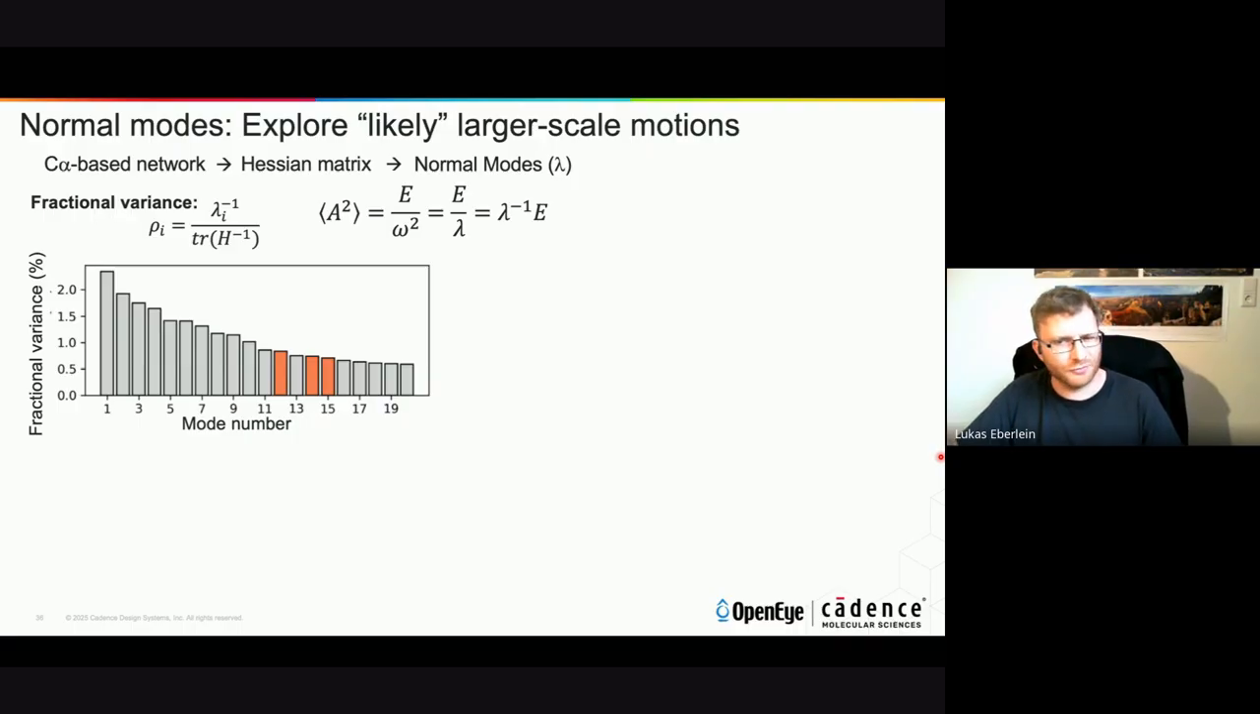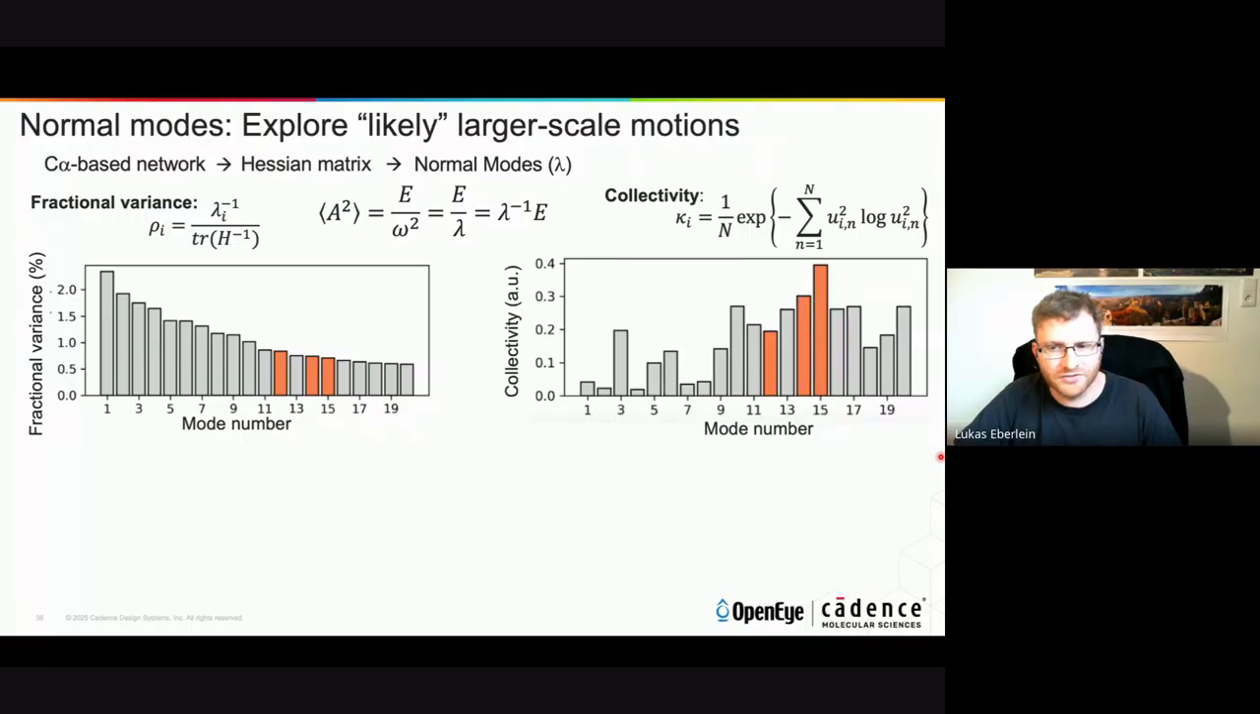However, what we've realized is that some of these low-frequency motions that give rise to the largest motion may not be appropriate for opening up pockets. So we use a different metric called collectivity, which measures how much of the protein is involved in the motion of a given mode. And if we use this collectivity and look how it lines up with the ranking based on the fractional variance, what you see is that some of the higher mode numbers actually have larger collectivity.